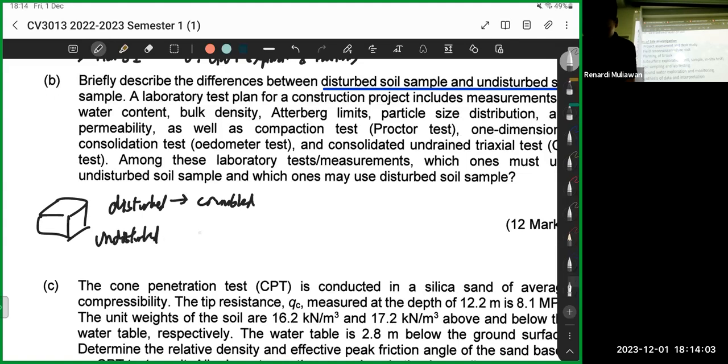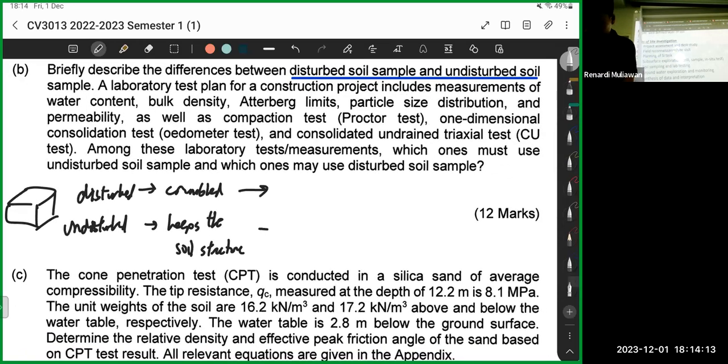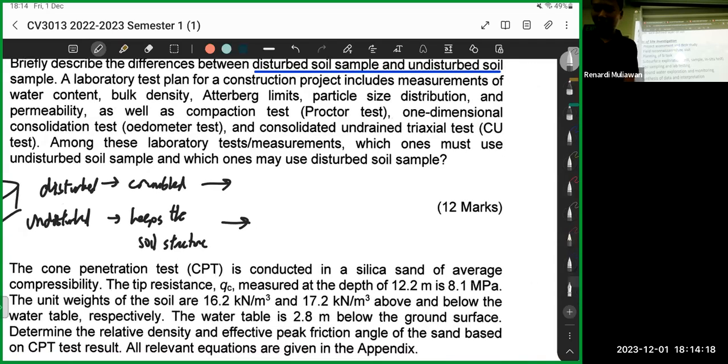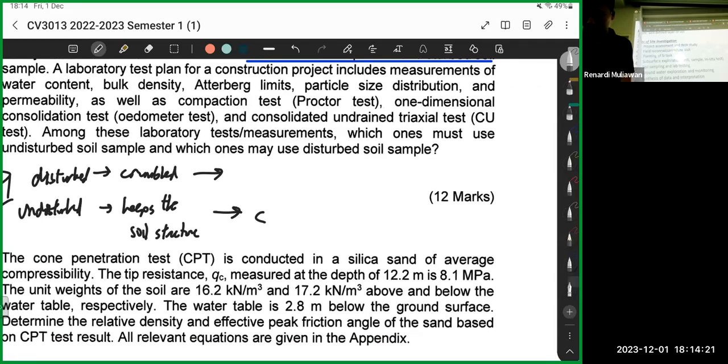Undisturbed keeps the soil structure. So it has not crumbled yet. For disturbed samples, you can only take what is it? But anyways, for undisturbed samples, that's where the soil strength comes in. You can only measure soil strength if the soil is not destroyed. If the soil is disturbed, it means crumbled, right? How can you take the strength? That's the logic behind it. That's why anything to do with strength goes to the undisturbed.